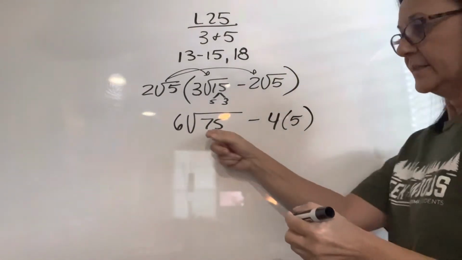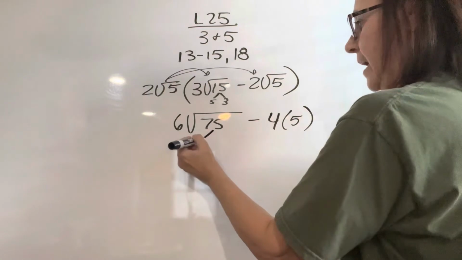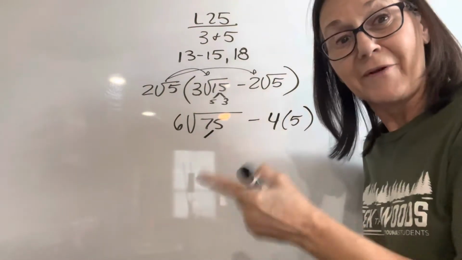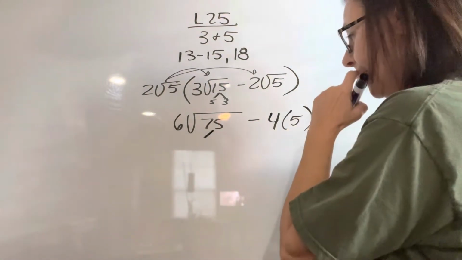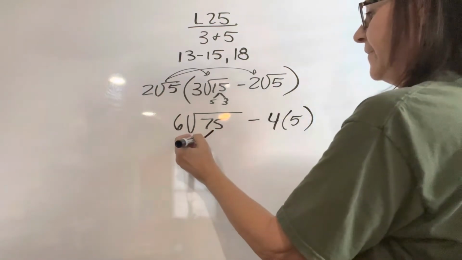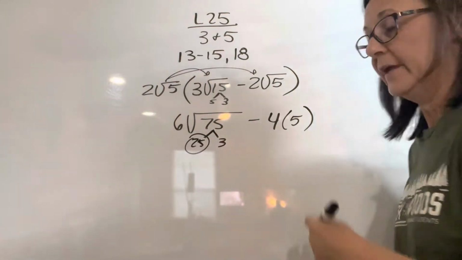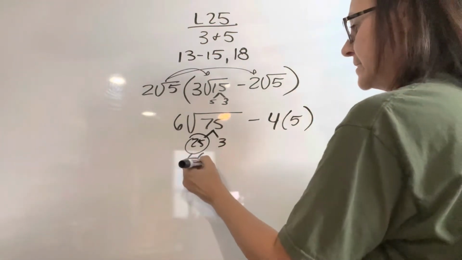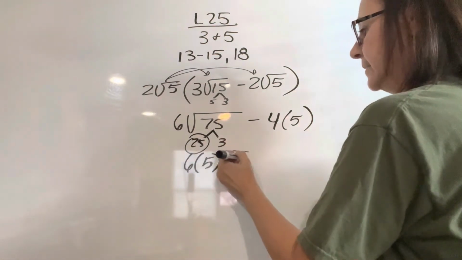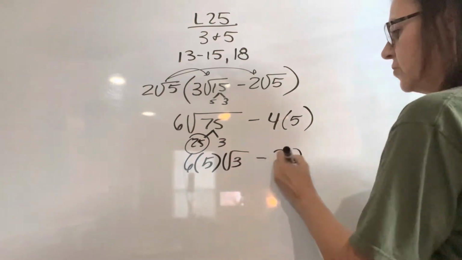All right, well, 75 is not a perfect square. But there is a perfect square that is a factor of 75, and that's 25 times 3. I can unsquare the 25, and it becomes 5. So this is 6 times 5 times square root of 3 minus 20.